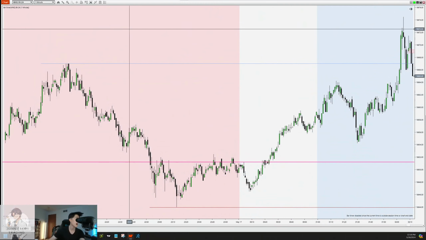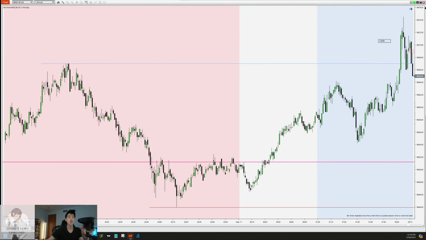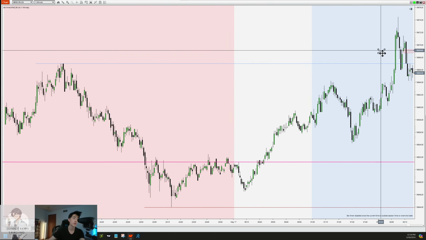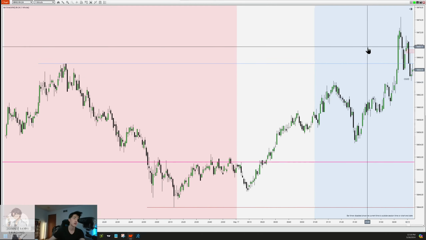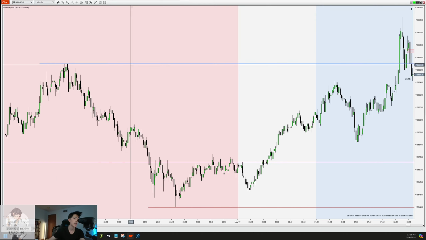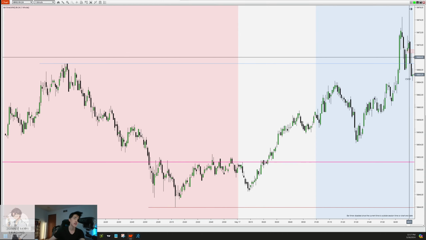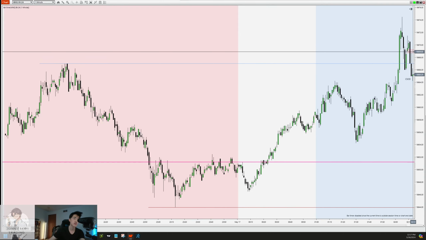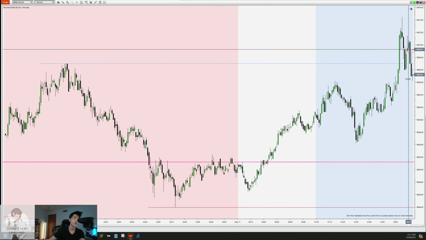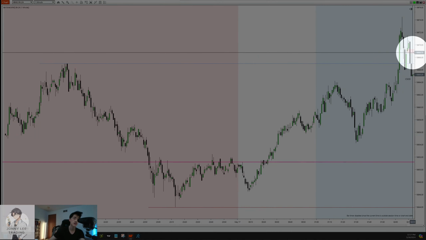So this now forms what we would consider a change in state of delivery. Okay, so we've got a change in state of delivery here. And we know that because we see this low got taken out by this low. So lower high and lower low. Higher high got formed here. Lower high got formed. And now we have displacement with a sell side imbalance. So this would be my core area where I would be looking for a limit order set there.